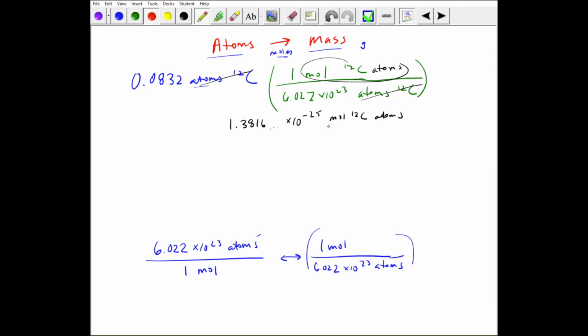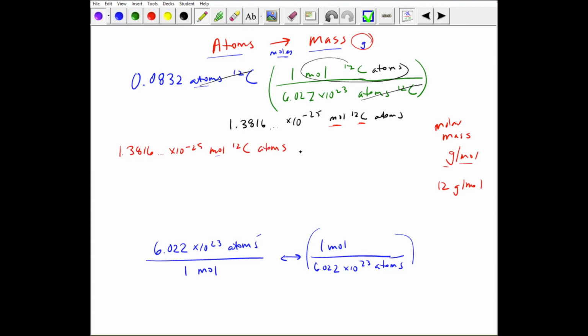Now, if we have moles and we want to get into grams, then we need the molar mass. The molar mass is how we go between grams and moles, because conveniently the units here are grams per mole. For carbon-12, this is 12 grams per mole.